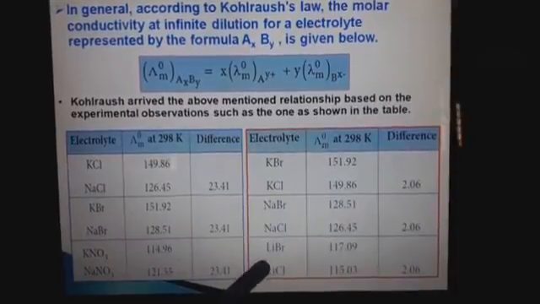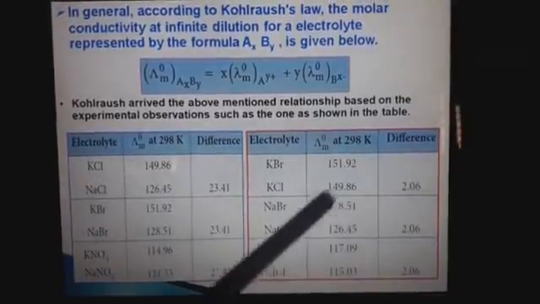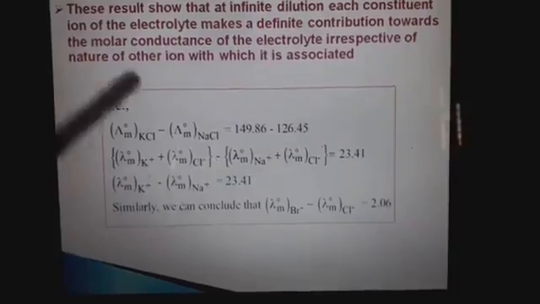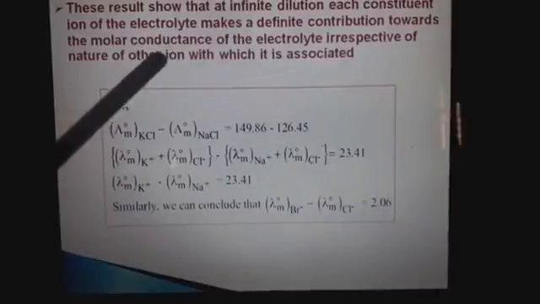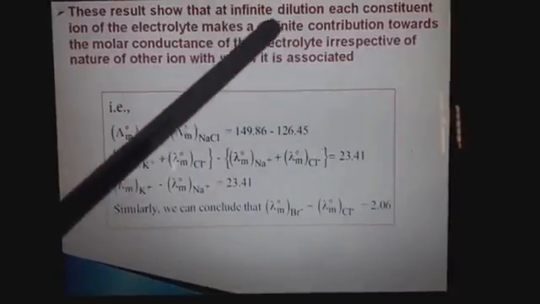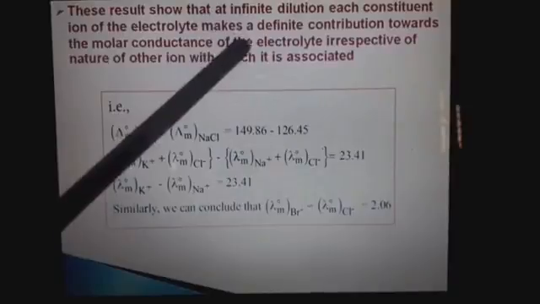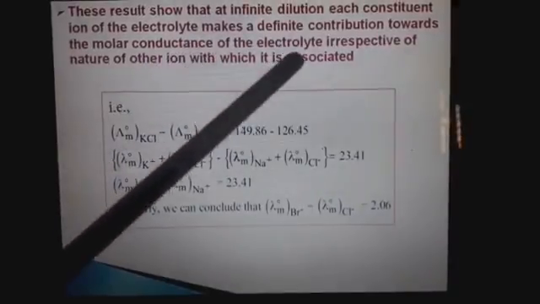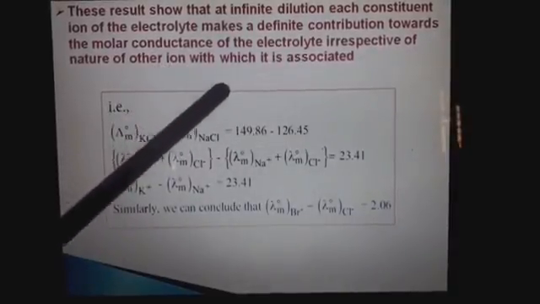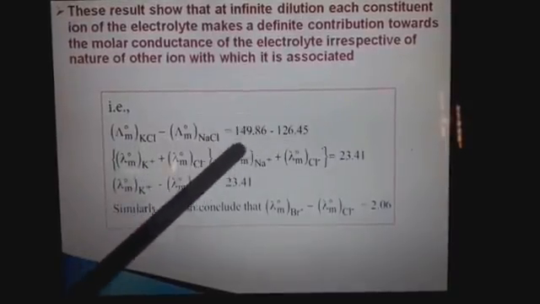Understand? This is the tabular column. The relationship between these values is obtained from this relationship. From the above relationship, the result is that at infinite dilution, each constituent ion of the electrolyte makes a definite contribution towards the molar conductance of the electrolyte, irrespective of the nature of the other ion with which it is associated.